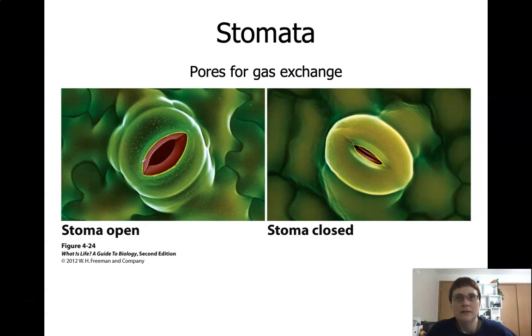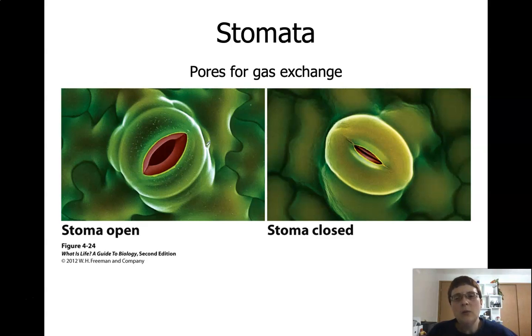I know. Stoma and stroma. Yeah, I know. Because you've got the stroma in your chloroplast, and you've got stomata for these guys. I don't know. But you've got these stoma, these openings, and we've got pictures here of the stoma being open and the stoma being closed.